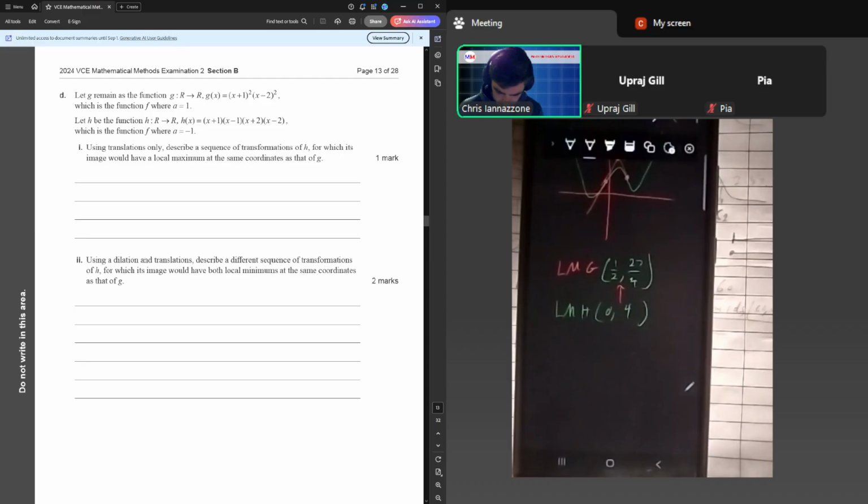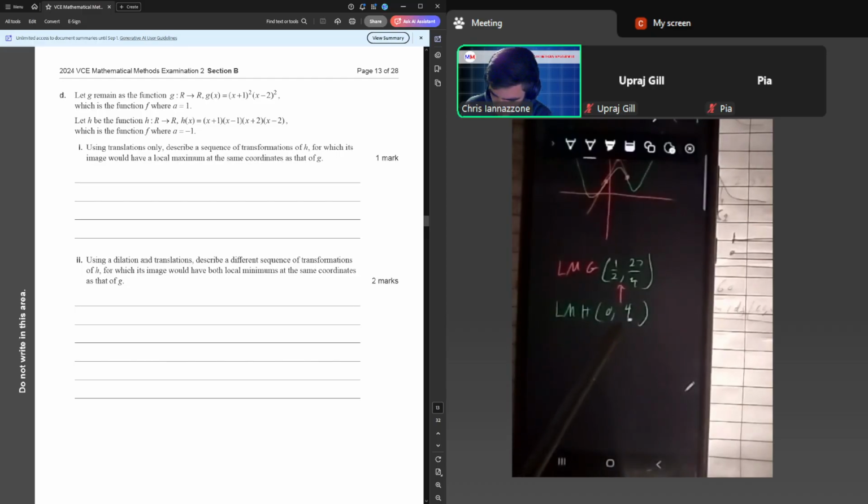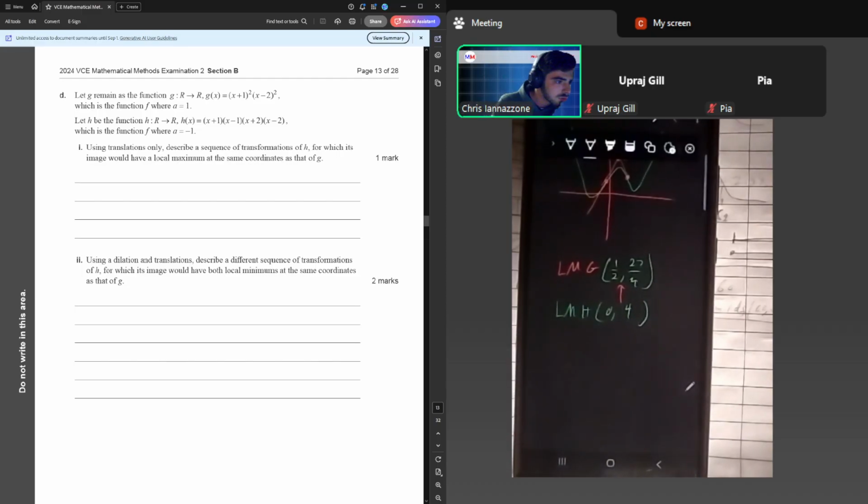Yeah, 11 on 4. 11 on 4 should be fine, so why have they got different? Half unit right, 17 on 16 up. Am I looking at the wrong coordinate then? 0, 4. Describe a sequence of transformations of H.